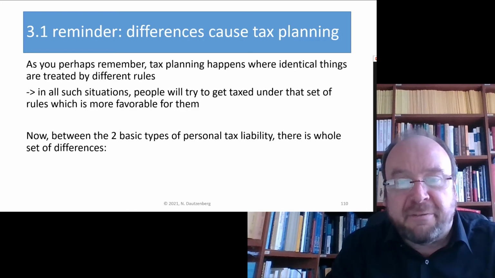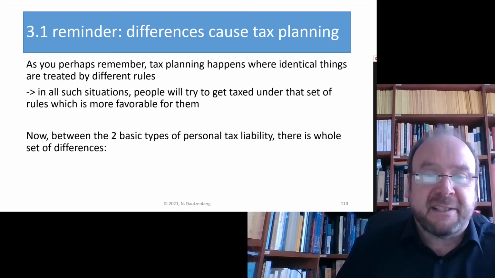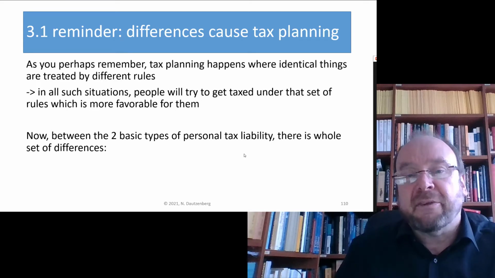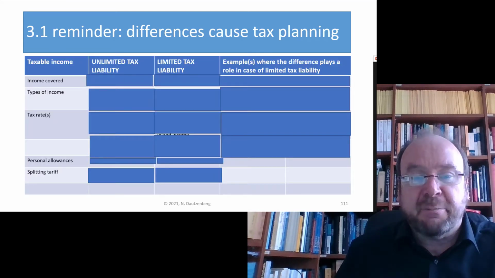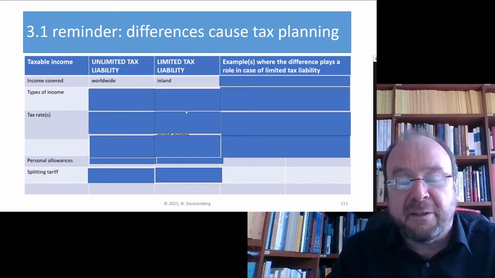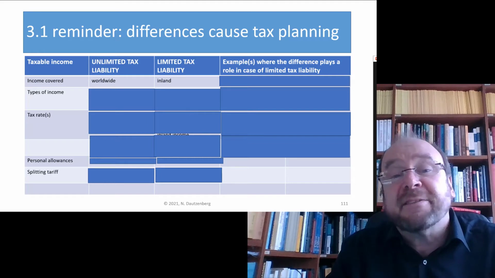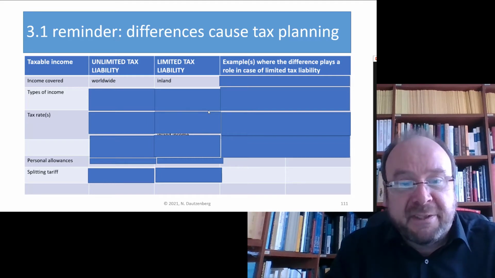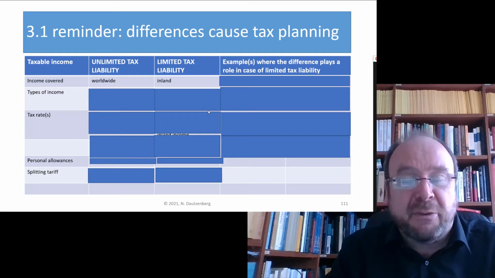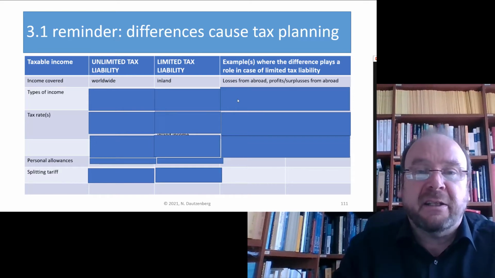Now, the two types of personal tax liability, limited and unlimited tax liability, also show a vast set of differences. So they invite us to think about which tax liability is the better one for us. Let's begin with the income which is covered. In the first case, unlimited tax liability, that's worldwide income. In the other case, it's limited only to the inland income. So differences may play a role if we have a worldwide income which deviates from the inland income. It makes no difference at all if the worldwide income and the inland income are the same because we have no income from abroad.